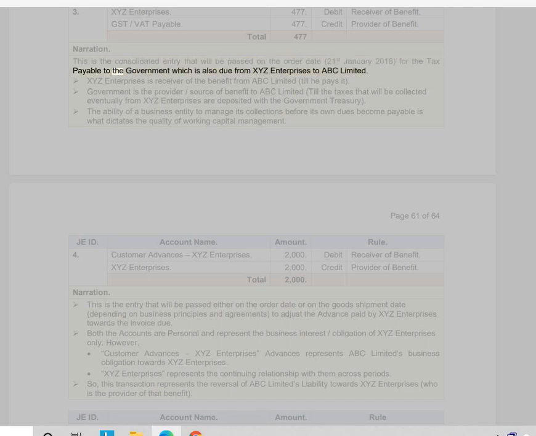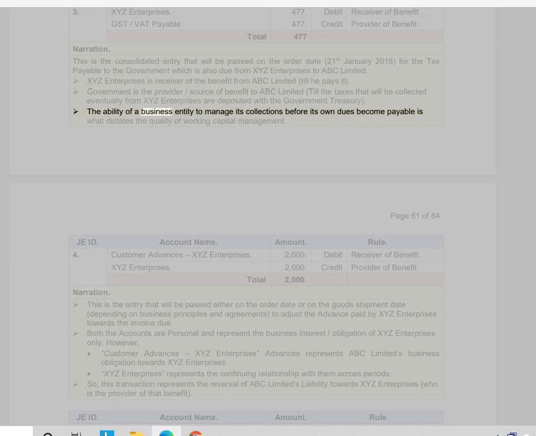the tax payable to the government, which is also due from XYZ Enterprises to ABC Limited. XYZ Enterprises is receiver of the benefit from ABC Limited till it pays. The government is the provider or source of benefit to ABC Limited till the taxes that will be collected eventually from XYZ Enterprises are deposited with the government treasury.